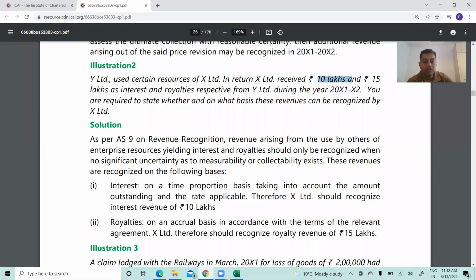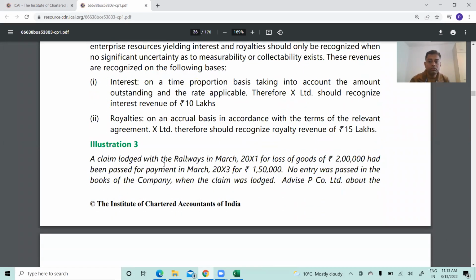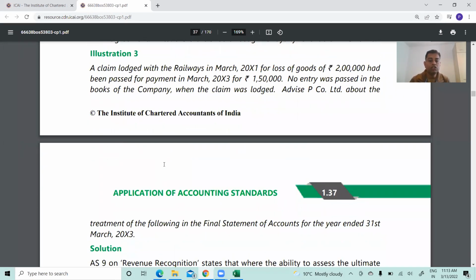Once you are done reading, type done in the chat box. When you write done, then we'll continue further. Very good. Can we go to the next question? Read question number 3, ma.